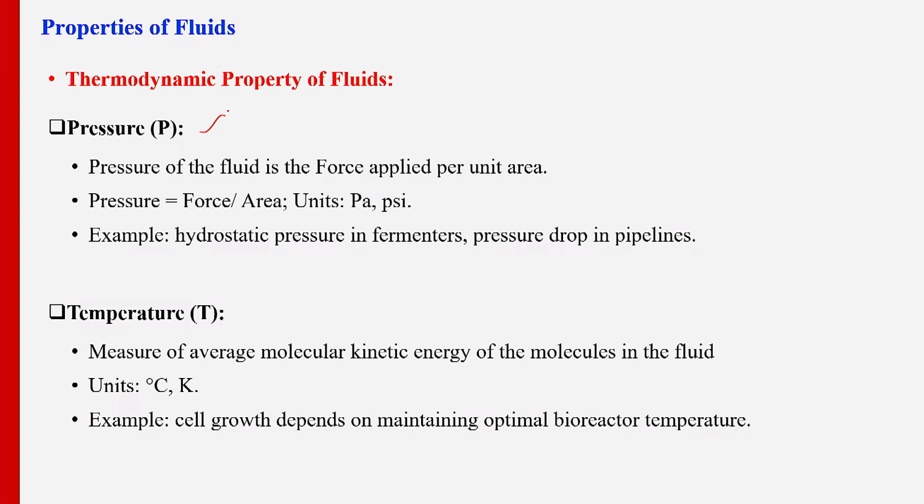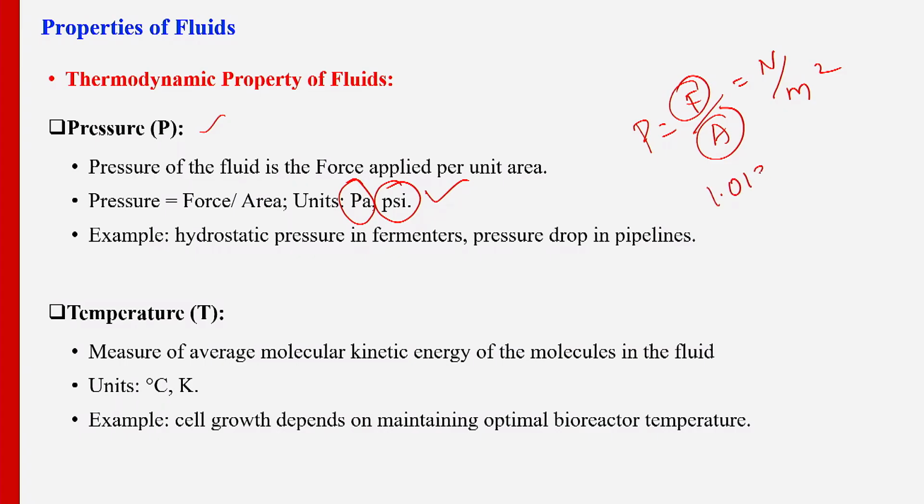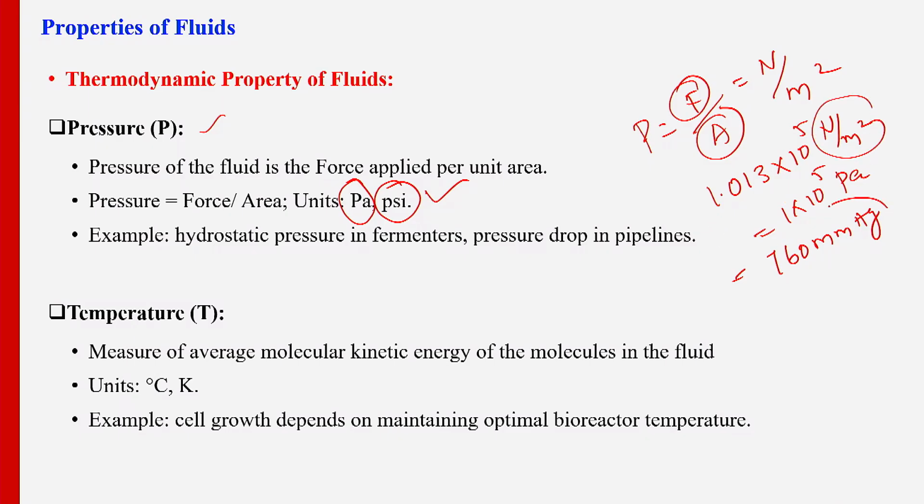The pressure here, as we already discussed, is P equal to force per unit area, F by A. We always write it in Newton per meter square. Pressure is force per unit area; sometimes we write Pascal, sometimes psi. Many units can be used here. For example, 1.013 times 10 power 5 Newton per meter square can be written the same way as 1 times 10 power 5 Pascal. Even if you want to convert to 760 millimeter mercury, these are all the same, only different units. For atmospheric pressure we can convert Newton per meter square to millimeter mercury.